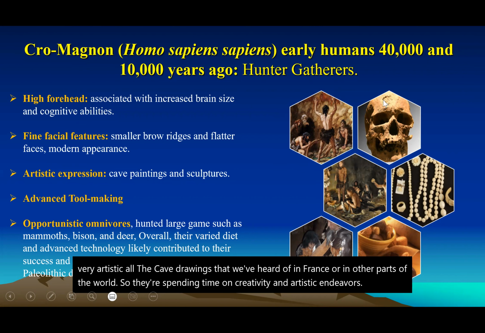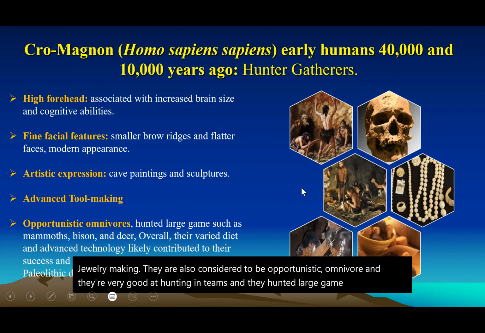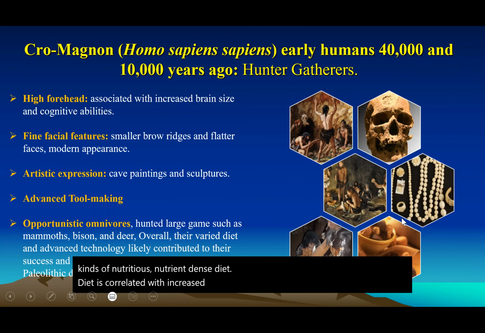Jewelry making, they are also considered to be an opportunistic omnivore, and they're very good at hunting in teams, and they hunted large game like mammoth and bison. They have this varied diet of fruits and vegetables, all kinds of nutritious, nutrient-dense diet. So diet is correlated with increasing brain size and intelligence.